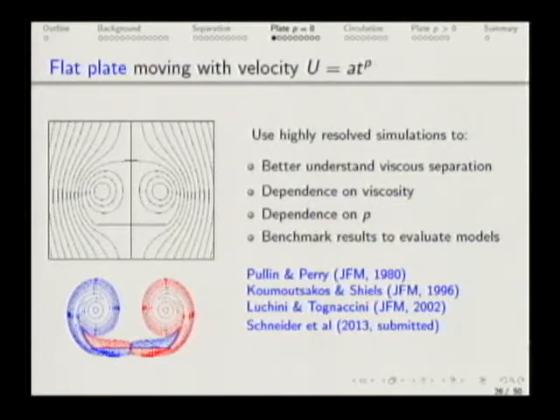So that's what brings me to this test case of flow past a flat plate. I want to compute this flow with high resolution to better understand the viscous separation, to understand the dependence on viscosity, the dependence on this parameter P, and have benchmark results to evaluate it. Now, Pullen and Perry did some experiments that I'm going to compare to later. Koumoutsakos and Shields computed this flow, but they did it at later times, and they actually didn't look at the circulation. And Ruccini and Tognacini did an interesting problem, which is a semi-infinite plate.